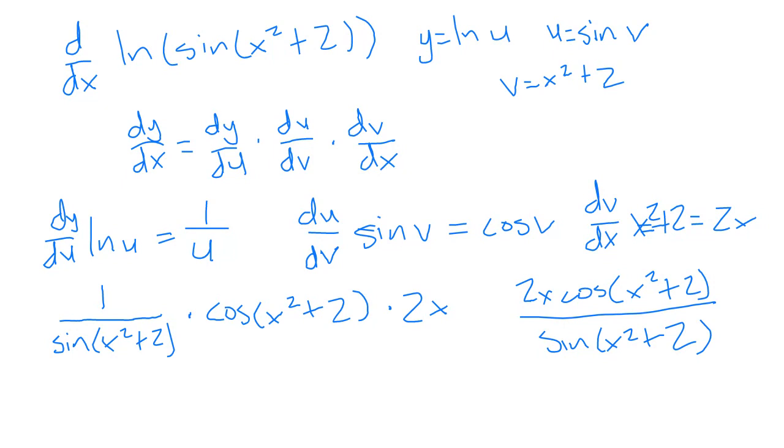This brings us to something a little interesting. Let's look back at our original setup. Inside of our log function, we have sine of x squared plus 2, which comes back into the denominator right here. We can also look at that inner function. If we take the derivative of sine of x squared plus 2, that's just a simple chain rule, where we get 2x cosine of x squared plus 2, which is what we have right here in the numerator.